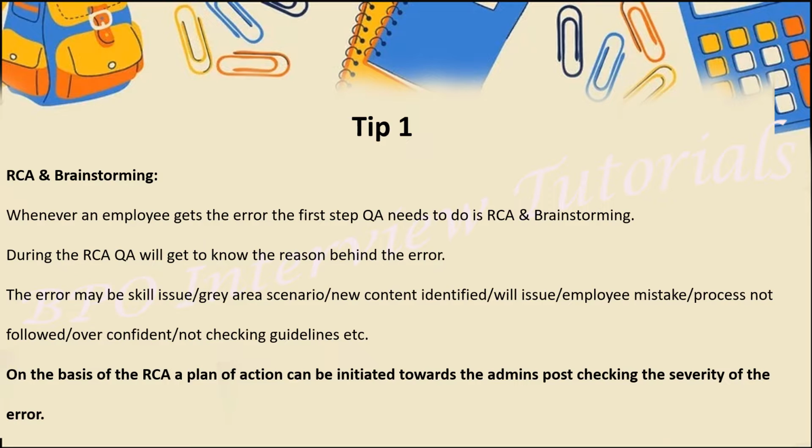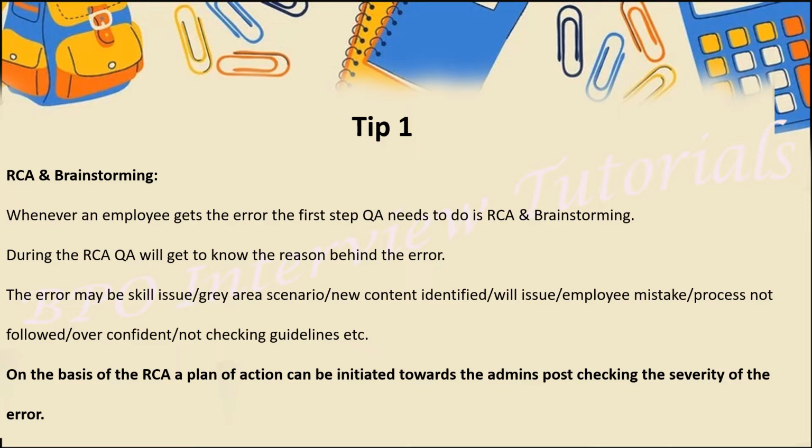There may be few instances wherein we get to understand that there is a will issue, wherein the employee was overconfident and he or she did not check the process clearly. There may be a situation wherein we identify gray area scenarios, wherein the content is new and the person was not able to understand. We may get multiple answers from the employee. Now that will help us in doing the RCA and we will get the root cause of the error.